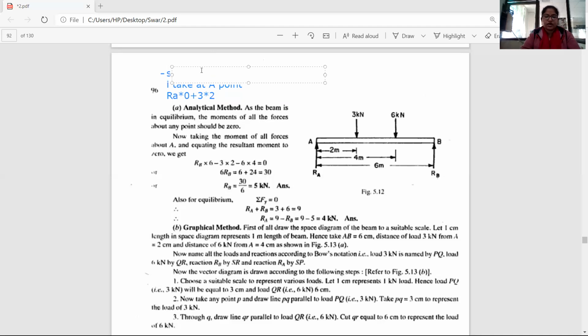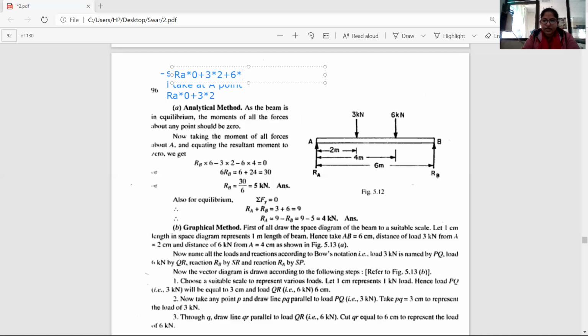Okay, I take it again. Ra multiplied by 0 plus 3 multiplied by 2. Why is this positive? Because the direction of this 3 about this A is clockwise, so I take it as positive, 3 multiplied by 2, with the positive sign.